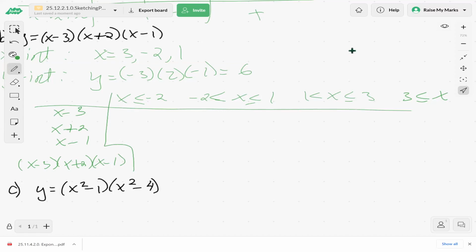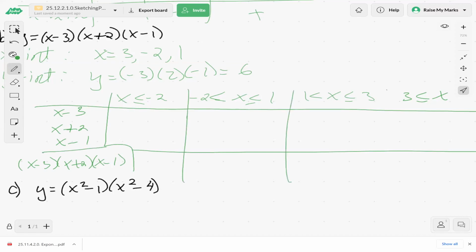Let's have a look at our function on these intervals. x minus 3 is negative when x is less than negative 2, negative when x is between negative 2 and 1, negative when x is between 1 and 3, and positive when x is greater than or equal to 3. x plus 2 is negative when x is less than negative 2, positive when x is between negative 2 and 1, and positive for the other two intervals. x minus 1 is negative when x is less than negative 2.